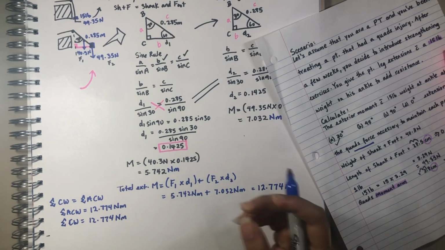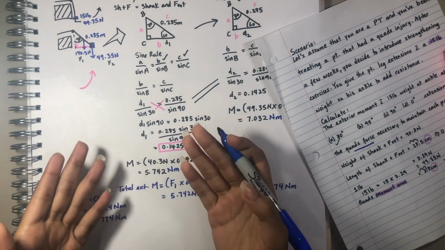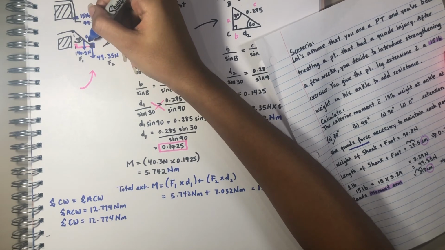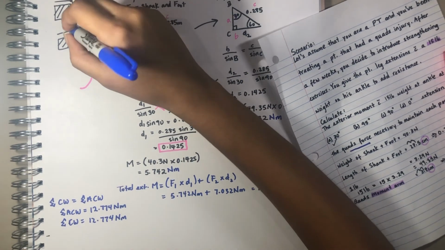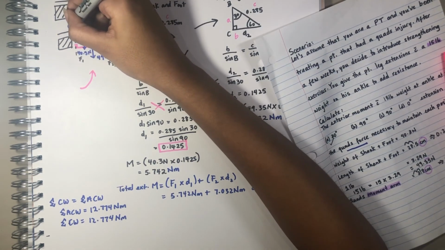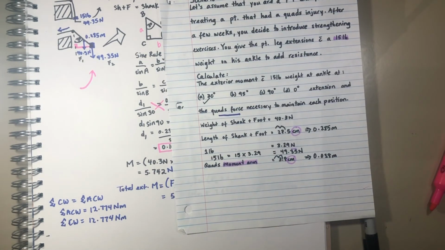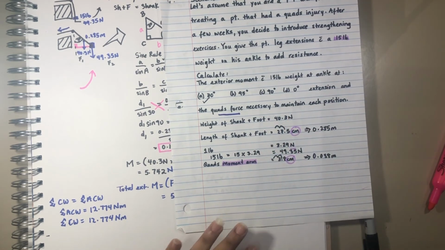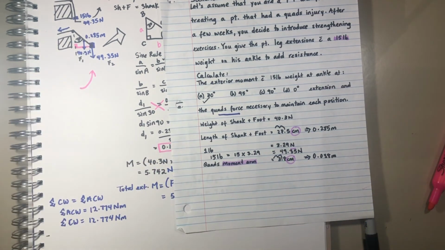Now what is producing the clockwise or the interior moment, right? It's the quads, because the muscle that is responsible for leg extension is the quadriceps muscle. This muscle extends the knee, and the quadriceps muscle pulls this way, right? Now this muscle would be the muscle that helps to maintain each position. So this muscle must generate a force to hold this leg in this 30-degree position, right?